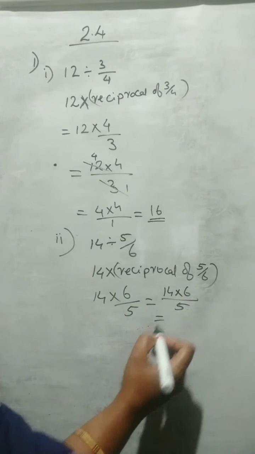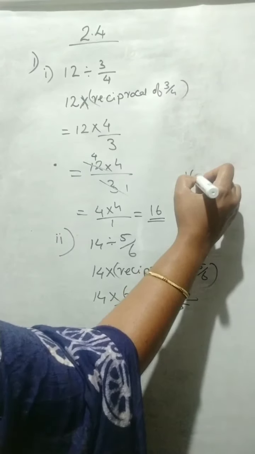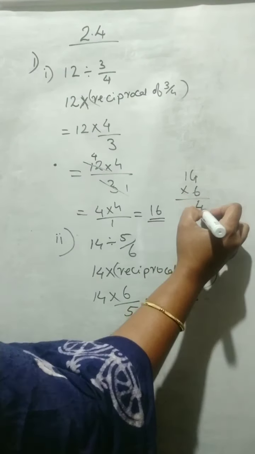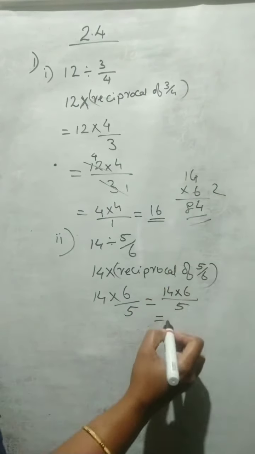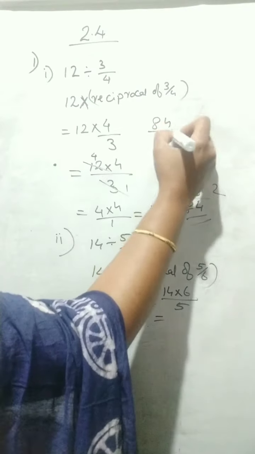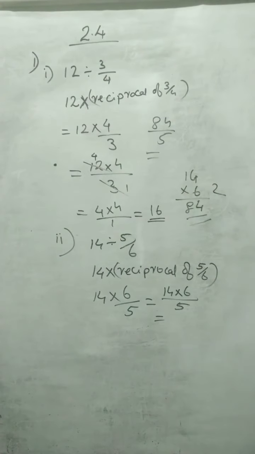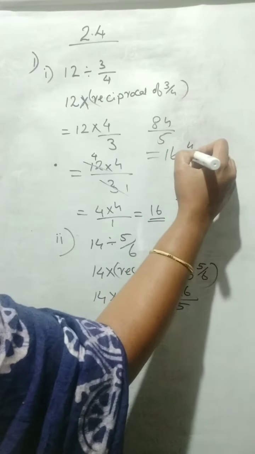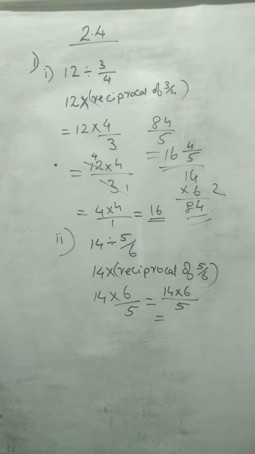So 14 multiplied by 6, we can multiply that number here, 14 times 6. 6 4s are 24, 2 will be there, then 80. 84 on 5 is the answer. How many 5's are there in 84? 16 5's are 80, remaining 4 will be there. Then 16, 4 on 5 is the answer.